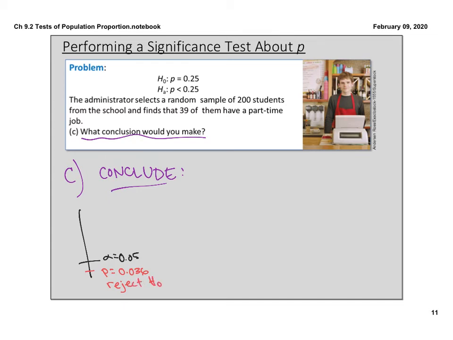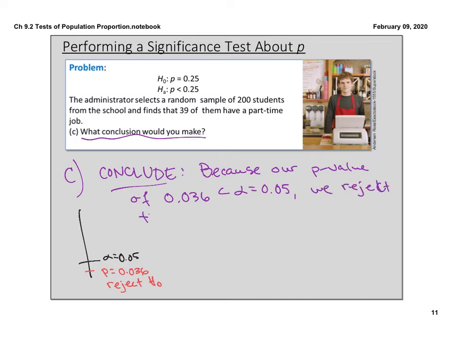So in my conclude statement, I would say because our p-value of 0.036 is less than alpha, which is 0.05, we reject the null. And I always put what that null hypothesis is. It's just good to state it. And then you're set. So that's sentence number 1.